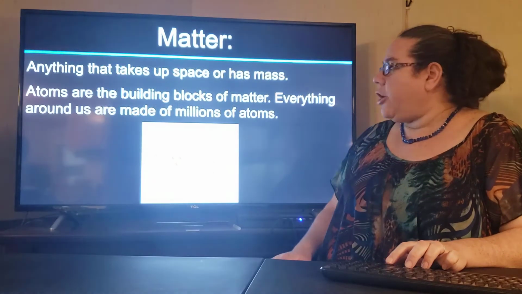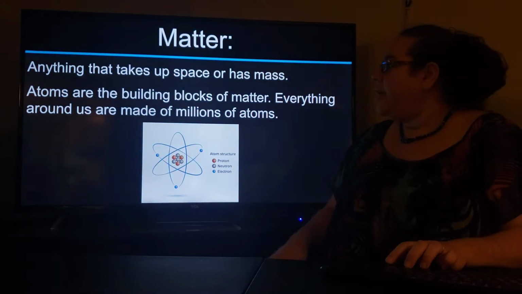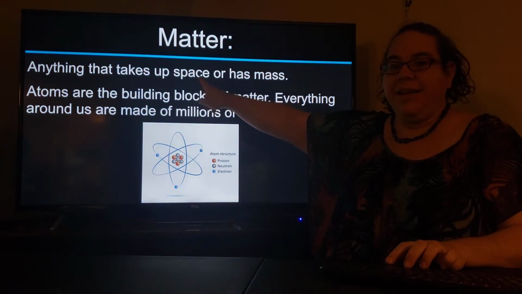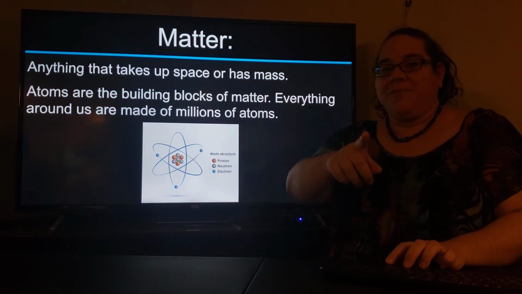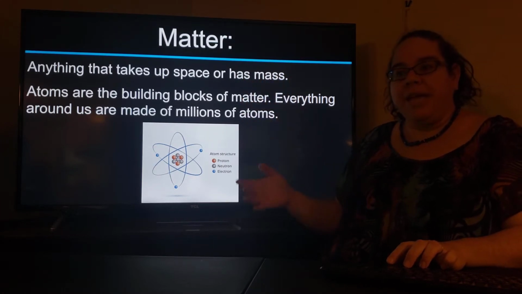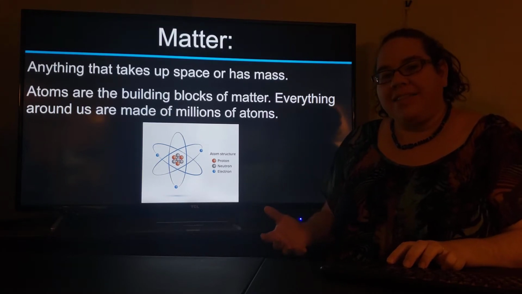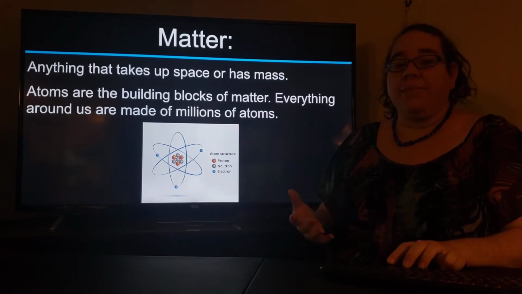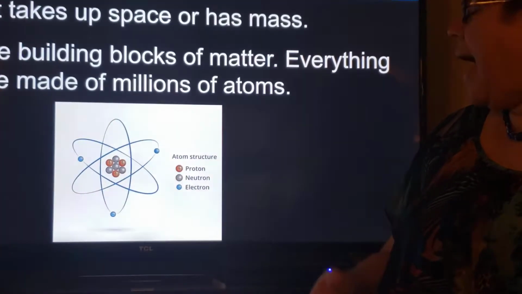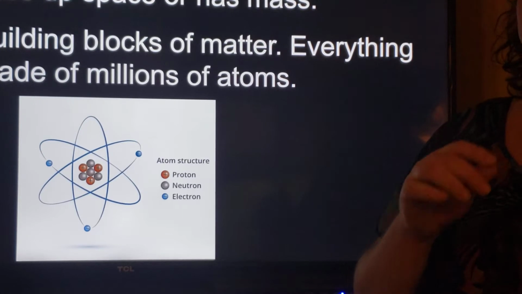The word matter means anything that takes up space or has mass. You might remember taking up space. Anyone remember? Volume, right? Okay. And it has mass, which means that there's matter inside of it. Now, that mass is made out of atoms. Atoms are the building blocks of matter, and everything around us is made of millions of tiny little atoms.